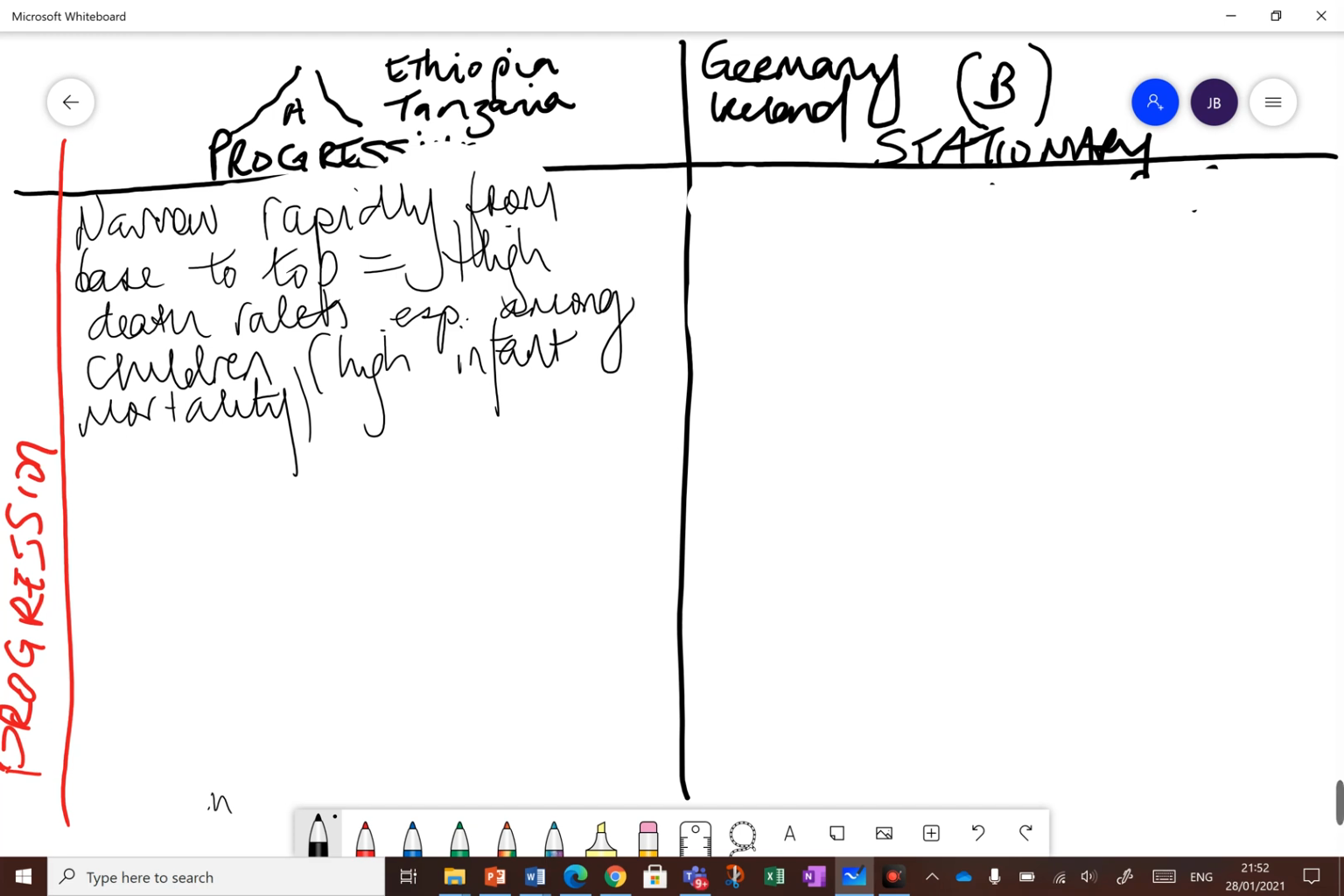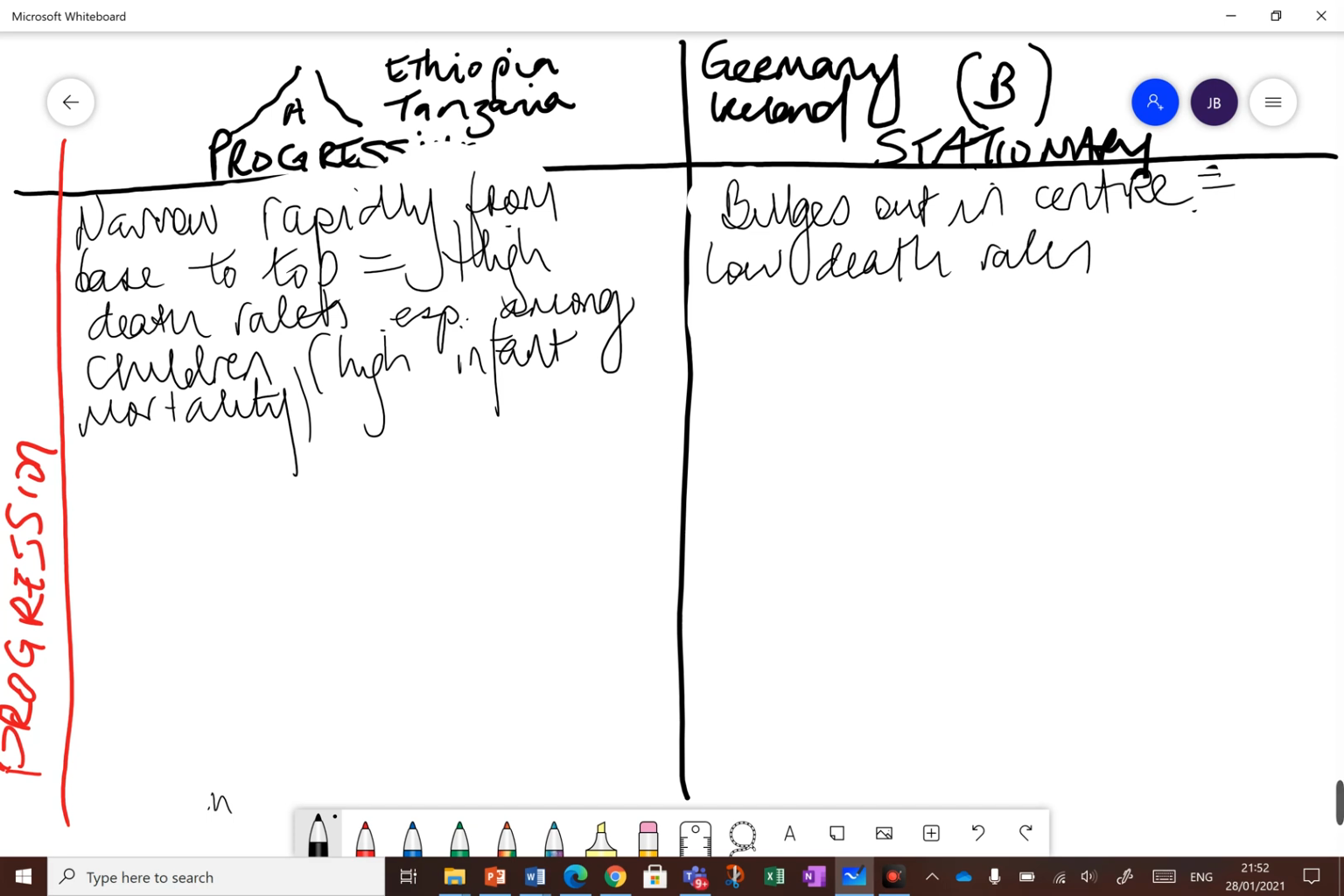Okay, on the other hand, this pyramid bulges out slightly in the center. So how do we describe that? I suppose we just say it as it is. So bulges out in center, and this would mean low death rates. Alright, and again, if there were actually figures on these pyramids, we would give them to back it up.